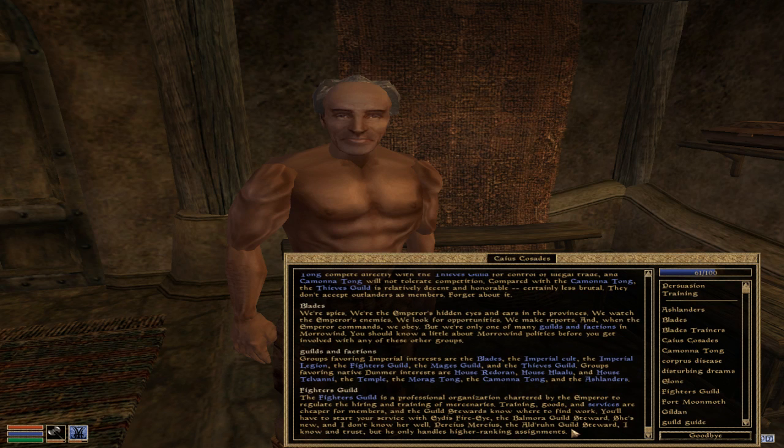The Fighters Guild is a professional organization chartered by the Emperor to regulate the hiring and training of mercenaries. Training goods and services are cheaper for members, and the guild stewards know where to find work. You'll have to start your service with Eydis Fire-Eye, the Balmora Guild steward. She's new, and I don't know her well. Percius Mercius, the Caldera Guild steward, I know and trust, but he only handles higher ranking assignments.